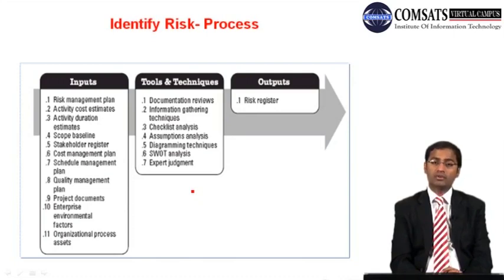How does the organization actually identify? Do they have a database available? So all these inputs, 11 of them listed over there, are then actually considered. And then we apply documentation reviews, information gathering techniques like interviews, surveys, questionnaires, Delphi technique and stuff like that. We are going to talk on those in upcoming slides as well. So checklist analysis, assumption analysis, diagramming techniques, SWOT analysis, expert judgment, and then we get the risk register out of this very process.